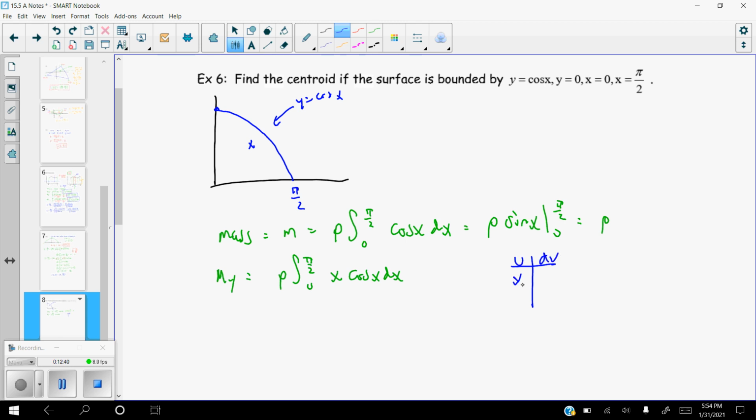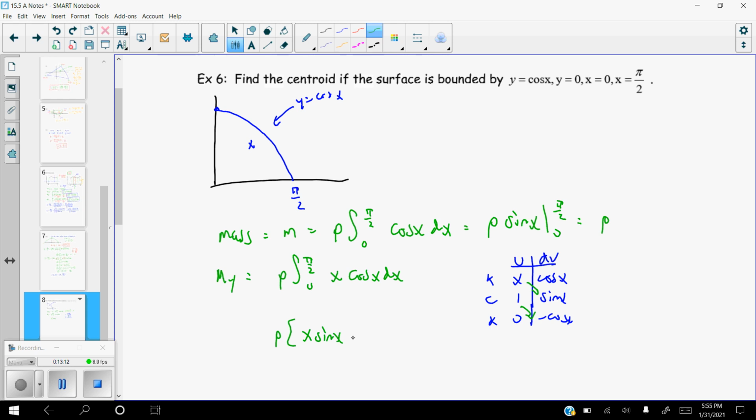So u is x, dv is cosine of x. So the derivatives are 1 and 0. Antiderivatives are sine of x, negative cosine of x. Remember, we keep, change, keep as far as the signs are concerned. Multiply, multiply, and then we should be good there. So the moment of y is going to be rho times x sine of x.